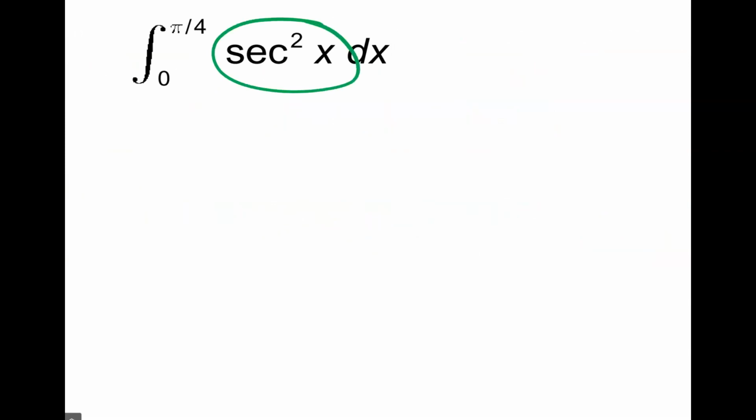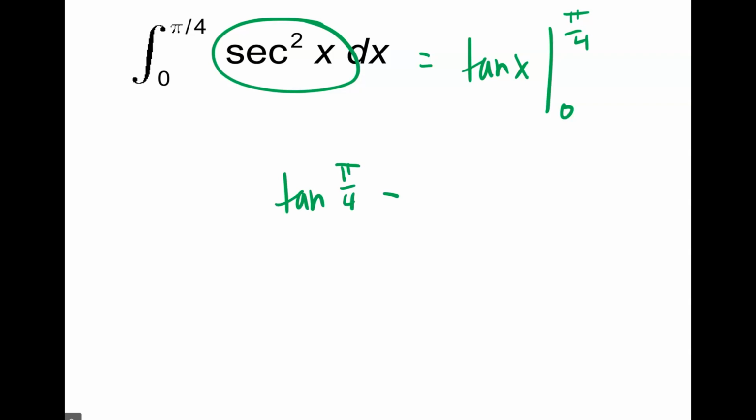Okay, we're always working backwards. We're given secant squared x. So what function, when you take the derivative, is secant squared x? Tangent. So this is going to be tangent of x, and we're evaluating from 0 to pi over 4. So take tan of pi over 4 minus tan of 0. So tangent of 45 degrees, 1.